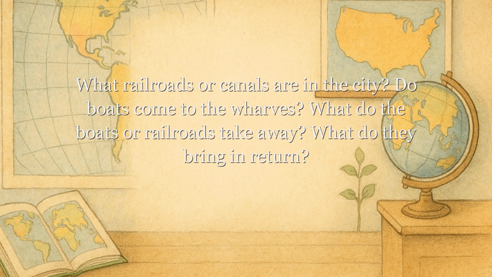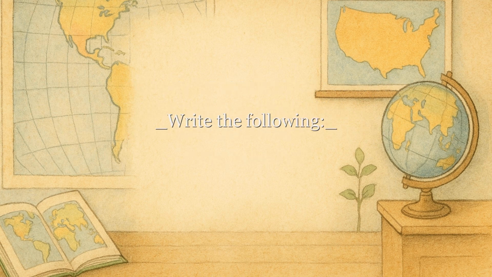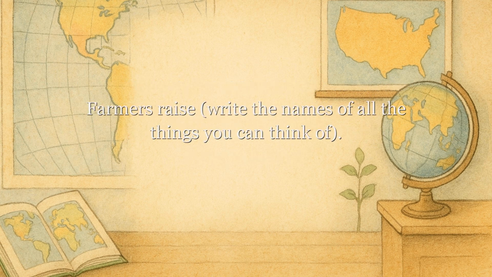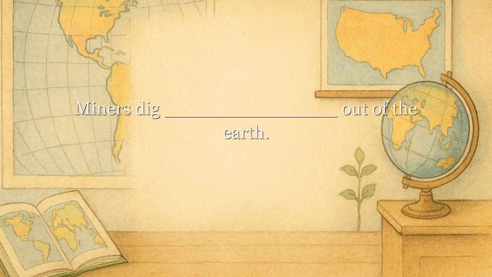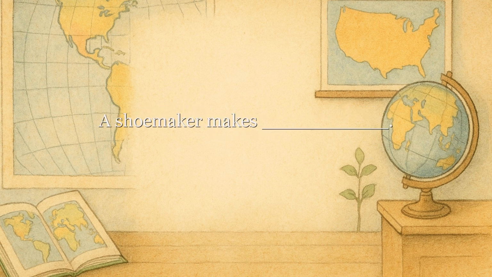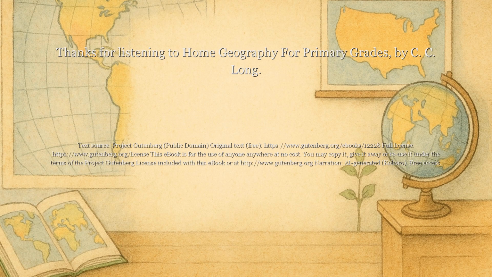What railroads or canals are in the city? Do boats come to the wharves? What do the boats or railroads take away? What do they bring in return? Write the following. Farmers raise. Write the names of all the things you can think of. Miners dig out of the earth. Quarrymen dig from the quarries. A shoemaker makes. A blacksmith makes. Merchants buy and sell.